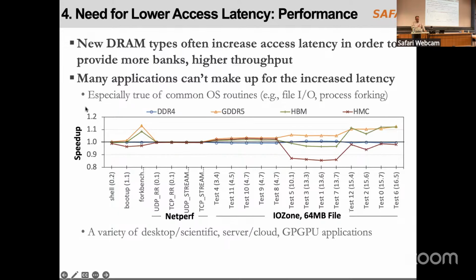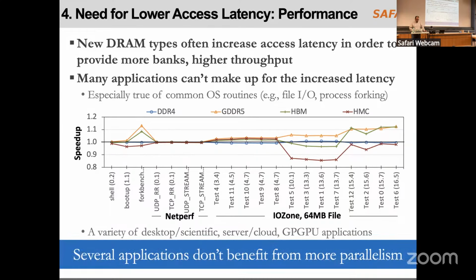There are a lot of details in this paper, which we don't have time to go over. But one of the results I want to focus on is the need for lower access latency, which matters for performance. New DRAM types often increase access latency in order to provide more banks and higher throughput, which I already discussed. Many applications can't make up for this increased latency, and that's exactly the problem we already discussed. So you also need to think about how to lower latencies for these applications.